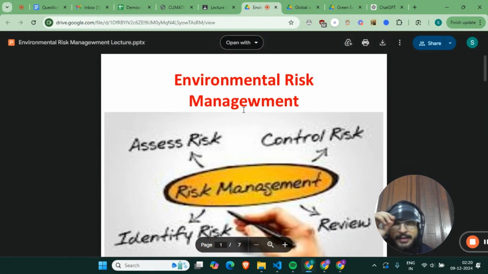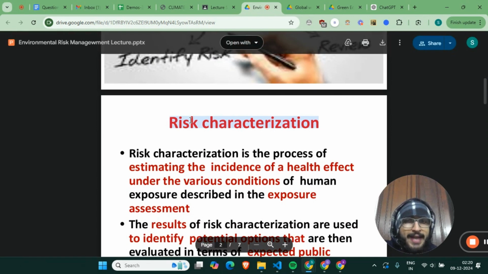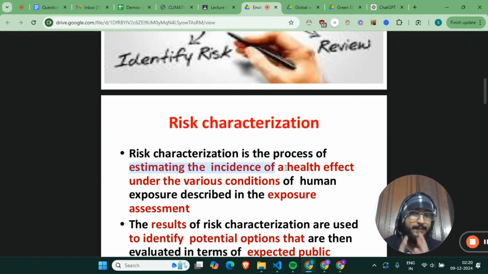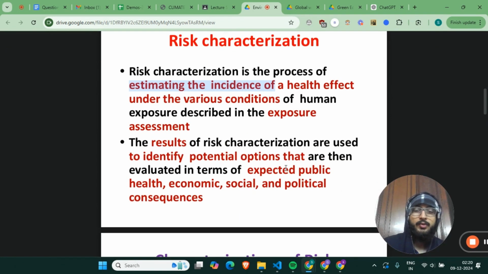So basically we are talking about environmental risk management in this lecture. Risk characterization is the process of estimating the incidence of a health effect under the various conditions of human exposure described in the exposure assessment. The results of risk characterization are used to identify potential options that are then evaluated in terms of expected public health, economic, social, and political consequences.